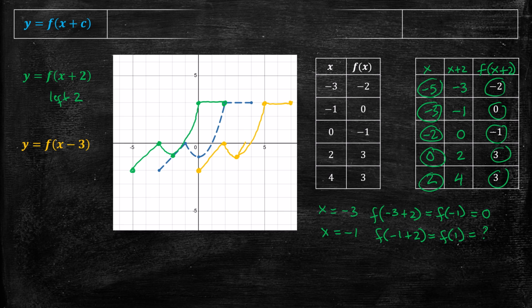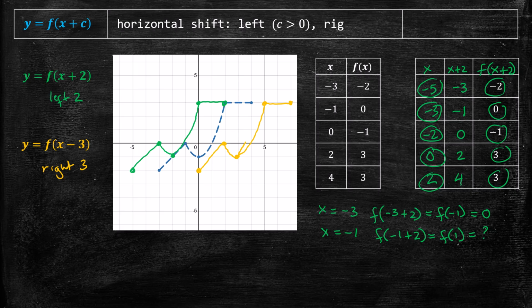So let's summarize this. This is a little the opposite of what you think it should be, right? Because the 3 is negative, but you end up going to the right, and the 2 is positive, and you end up going to the left. So it's kind of the reverse. So this is a horizontal shift, this value of c added in the parentheses, and it's left if c is positive, and it's right if c is negative.